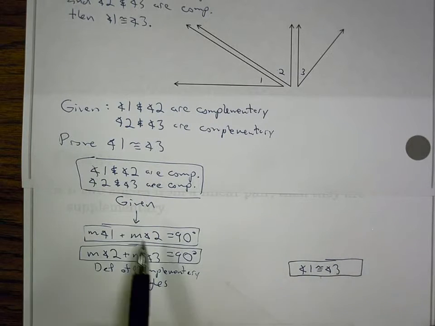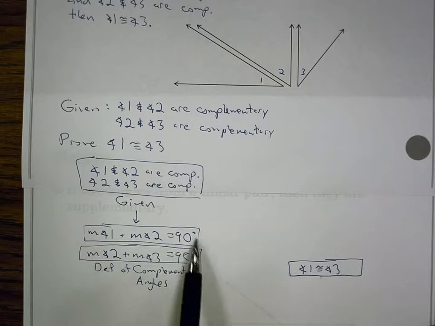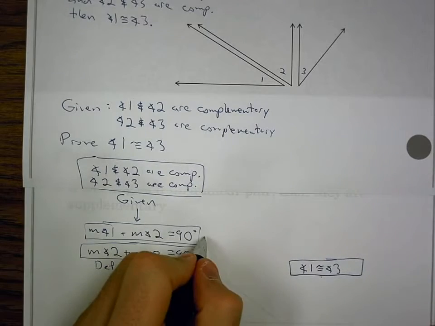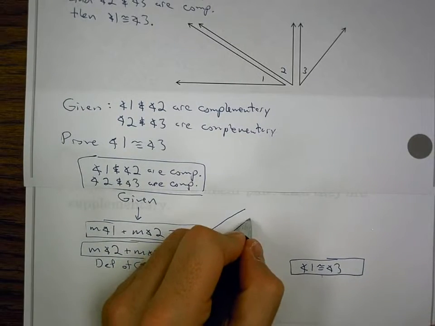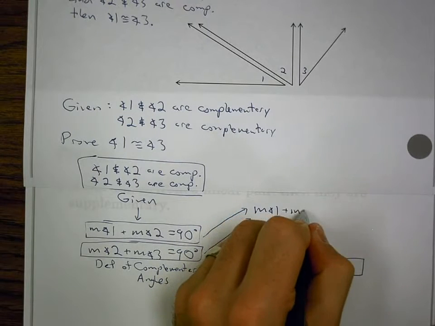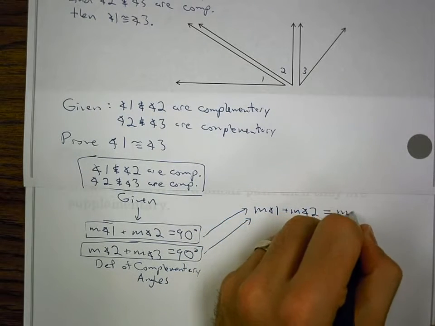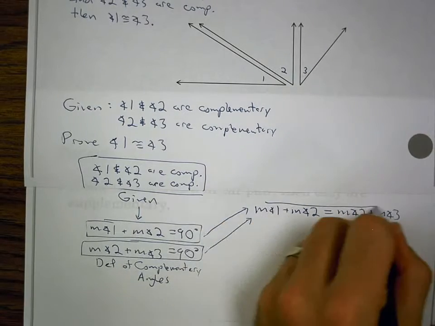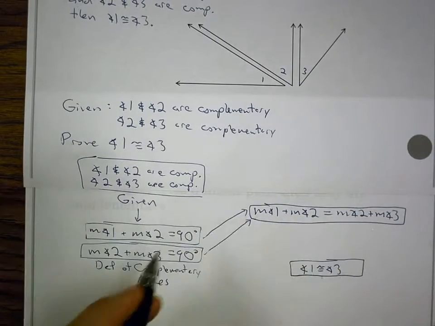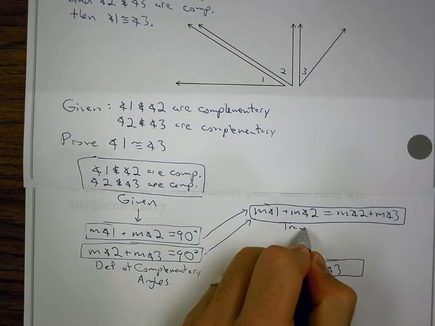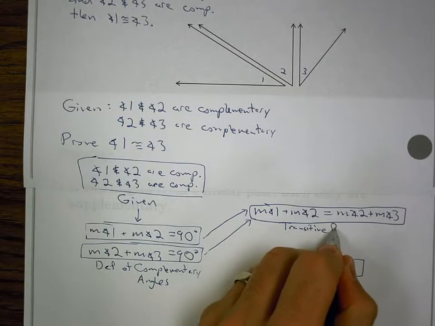So we kind of have some extra stuff here, but if I notice, both of these terms are equal to 90. Angle 1 plus angle 2 and angle 2 plus angle 3 are both equal to 90. So that means we could write it as the measure of angle 1 plus the measure of angle 2 equals the measure of angle 2 plus the measure of angle 3. And that's a property that goes back to saying if they're both equal to the same thing, they're equal to each other, and that is the transitive property.